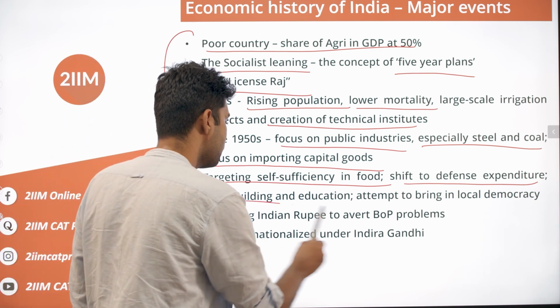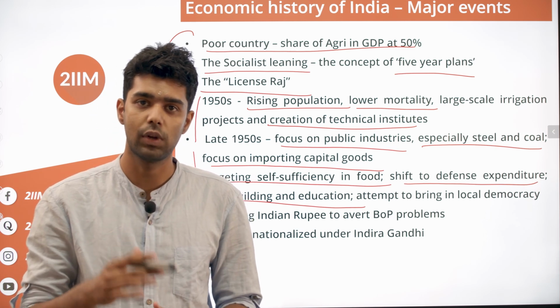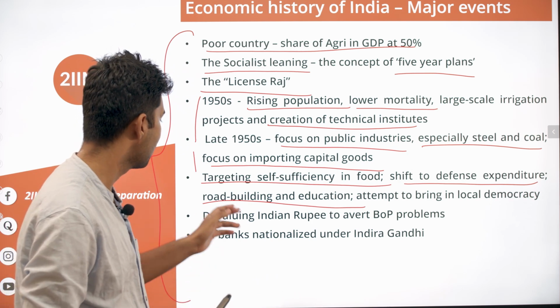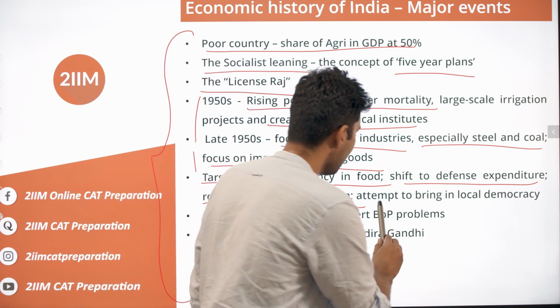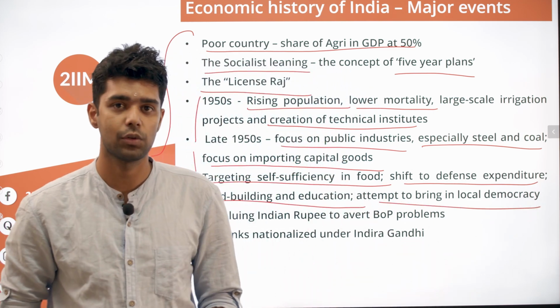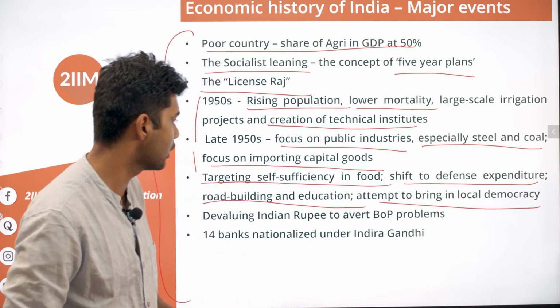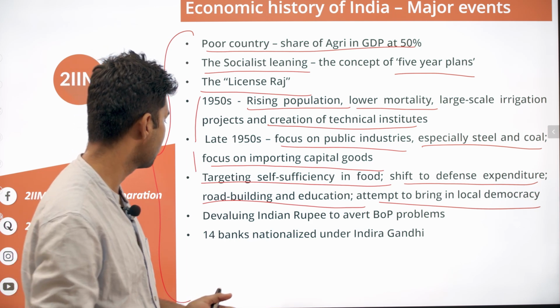We focused on road building and education initially. So education was initially centralized. So we started giving guidelines to the state governments to start the education. We also started focusing on national highways. So that was one thing. We attempted to bring in local democracy. So that was a major political development, not directly related to economics, but in some ways it is one of the most important points in the history of India.